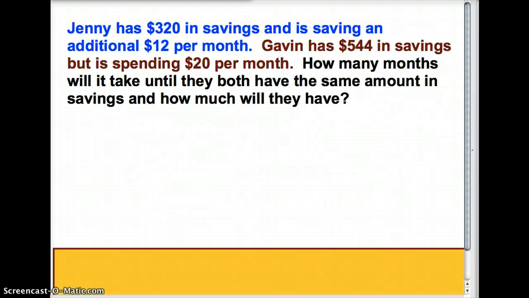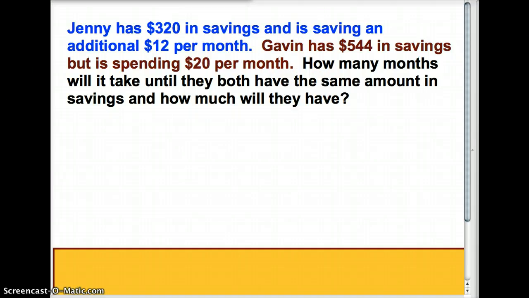Oh, we got some fun ones here. You have your choice. When you come into class tomorrow, I want you to do one of 3 problems. Setting these up. You can do this one. Jenny has $320 in savings and is saving an additional $12 per month. Gavin has $544 in savings, but spends $20 per month. So one of these is going up, one is going down. I suggest you set it up using the equal values method. Do not graph them. Please set them up using the equal values method.